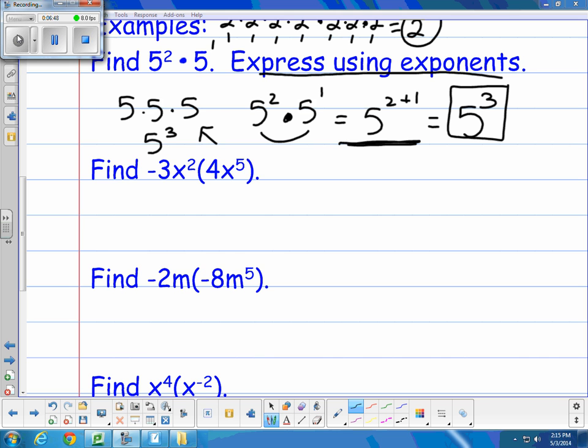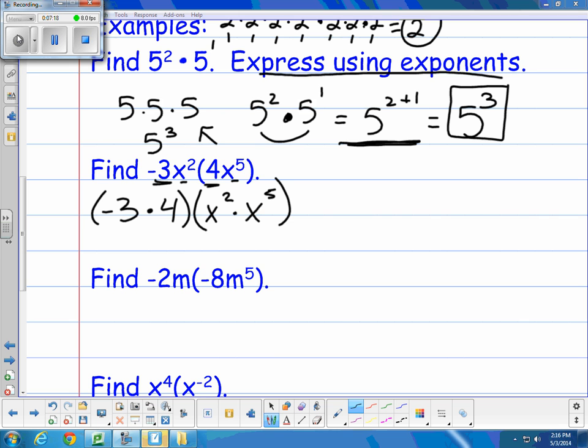This next one's pretty fun, I think. What you need to do on these, it looks a little bit complicated, is like we've done before with combining like terms. You're going to take out your coefficients, our -3 and our 4, and multiply those together separately, and then multiply our like values of our x's together as well. So it's going to look like that, okay? Make sure you're taking notes with me. It's going to be super helpful for you when you get to class tomorrow.